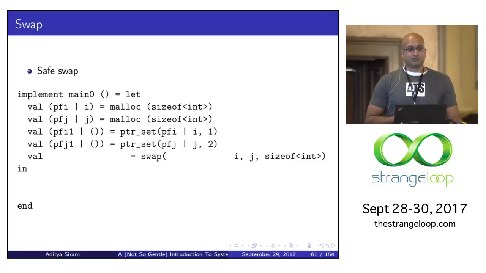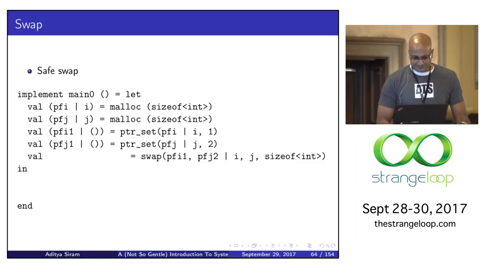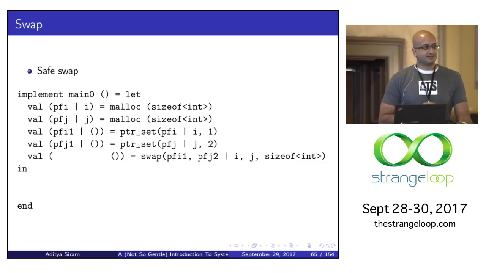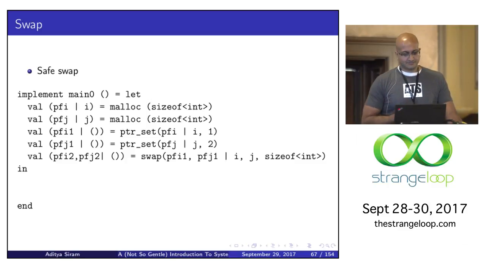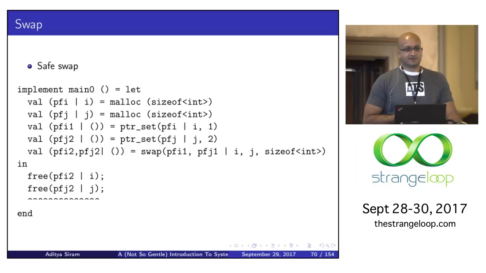Now, here I have swap that takes i, j, and a size of parameter, but I have to give it the new proof p of i1 and p of j1, sorry, typo. And it hands back, it's a void function, it hands back a proof of p of i2 and p of j2, right? Because we need those to free the resources. Here I'm freeing i, passing in that proof of p of i2, and freeing j, passing in that proof of p of j2. If I didn't have those frees, that would be a type error.